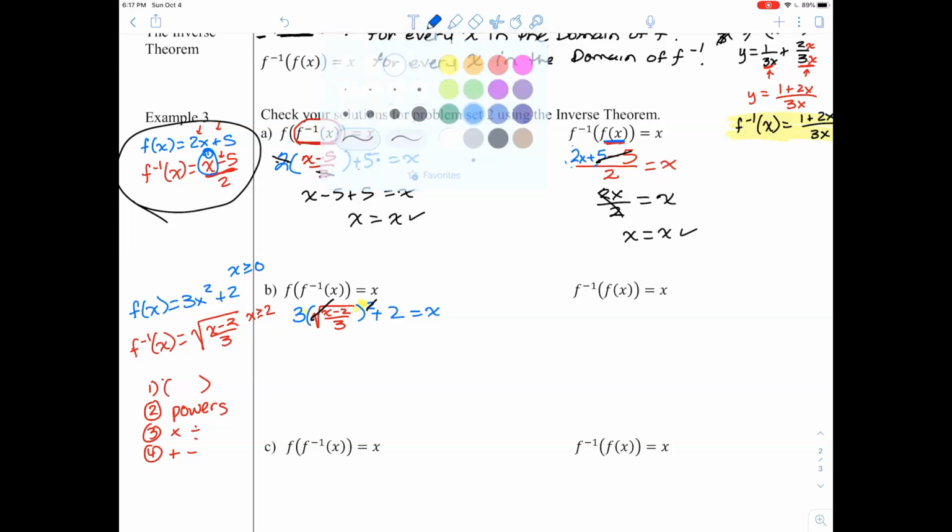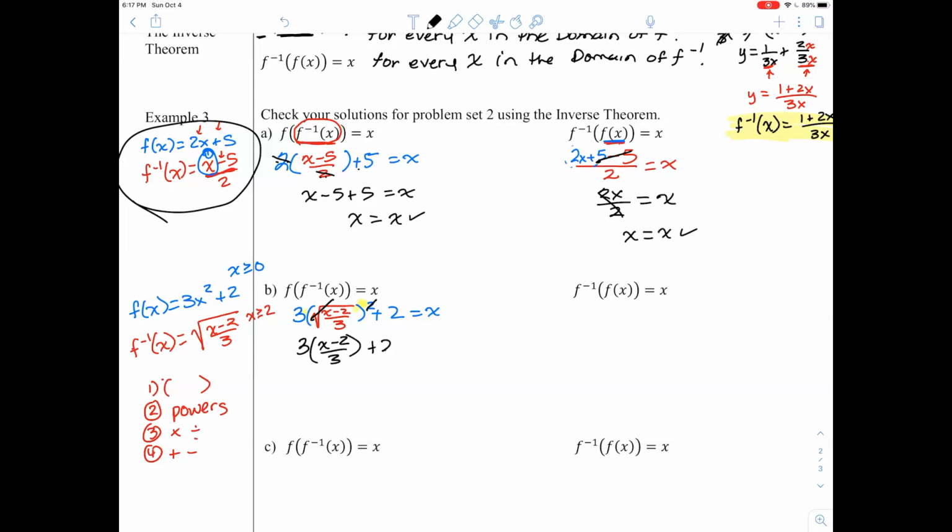So that would leave us with 3 times (x minus 2) over 3, the square root is gone, plus 2 equals x, and now we can multiply. Actually, because that's 3 over 1, we can go ahead and cross simplify, so the 3's are gone. So that's x minus 2 plus 2 equals x, and there we have x equals x. And that worked out quite well.